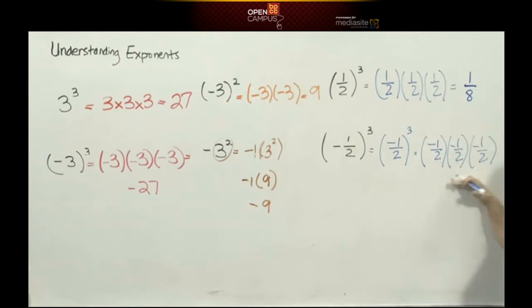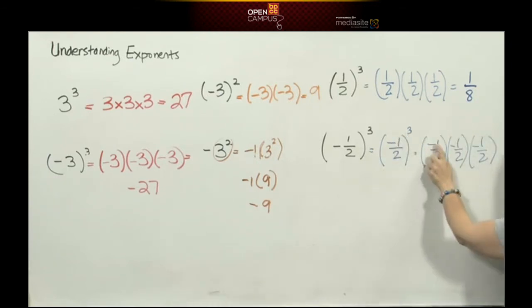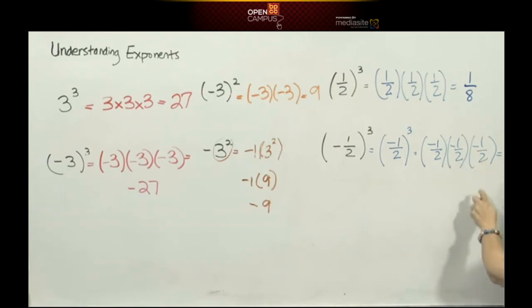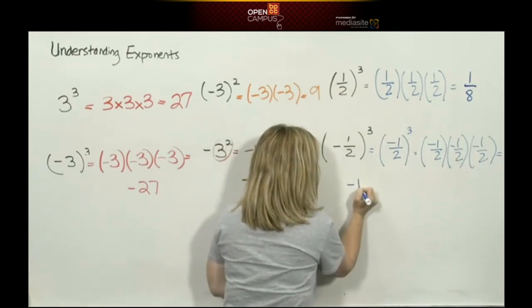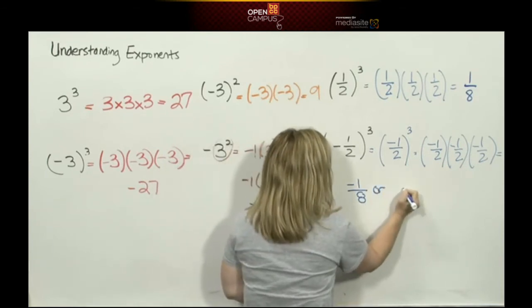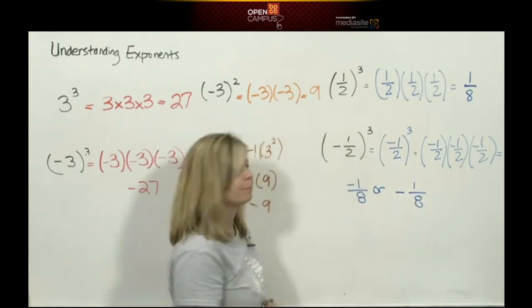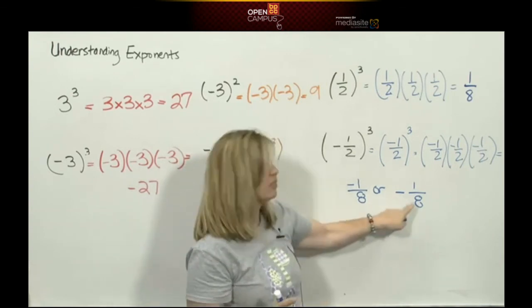Again, multiplying fractions is no problem. Top times top, bottom times bottom. Negative 1 times negative 1 is positive 1. Positive 1 times negative 1 is negative 1. 2 times 2 is 4. 4 times 2 is 8. Now, when you write your final answer, you could write the product as negative 1 divided by 8. That's acceptable. Or you can put the negative sign in the middle of the fraction bar and write it like that. What you never do is put that negative in the denominator.